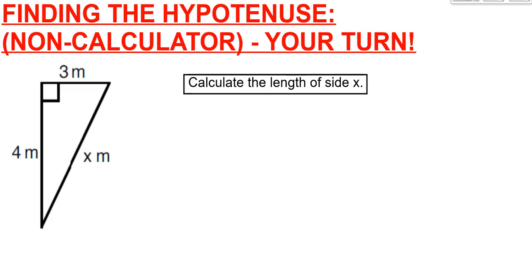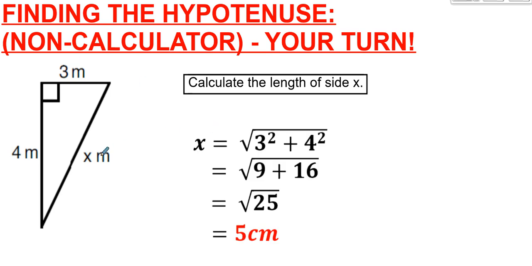So without further ado, it's your turn. One side's 3, the other side's 4. We need to work out the hypotenuse, calculate the length of side x. Maybe pause the video and try that now in your textbook or in your notes. Press play when you want to see the answer. Okay, shall we have a look at what the answer is? You should have found that x equals 5 centimeters. This is a classic 3, 4, 5 triangle, and these are the steps you could take without a calculator to work out what x would be.